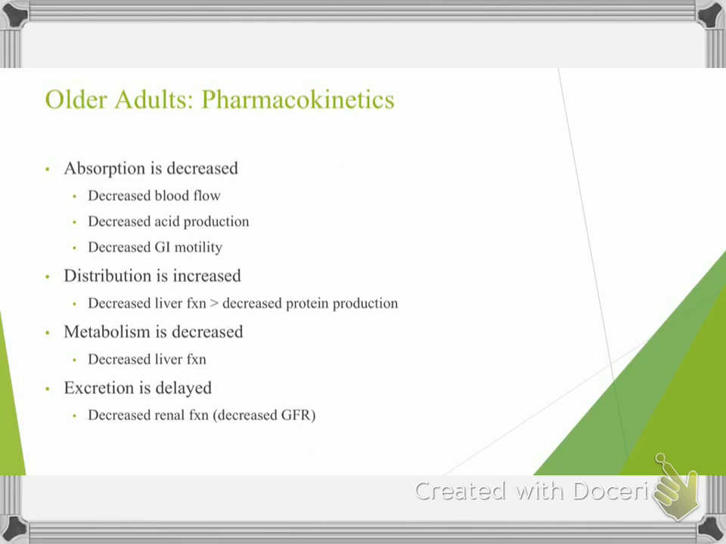Excretion is delayed. They hold on to drugs longer because they have decreased renal function, a decreased glomerular filtration rate, which is a decreased renal perfusion. So your glomerular filtration rate, imagine your kidneys is like a giant colander. It's a bowl with holes in it. And where each of the holes are is like a straw. So those holes, the straw is where your renal tubule is.